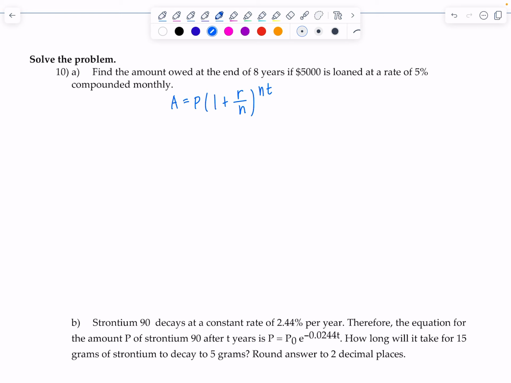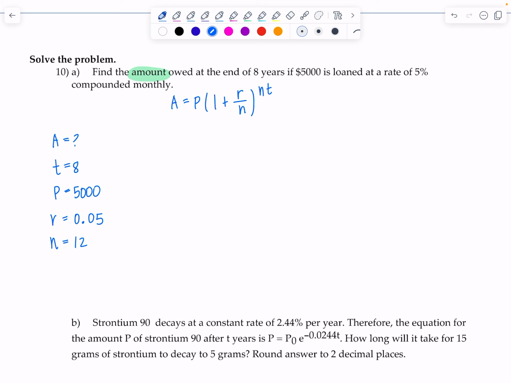They want us to find the final amount owed. So we need to find A at the end of 8 years. So t is 8. The $5,000, that's the principal. That's the initial amount loaned. The rate of 5% would be 0.05 in our formula. Change that to a decimal. And compounded monthly means n is 12. n is the number of times that interest is compounded in 1 year.